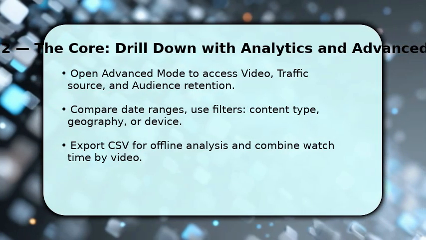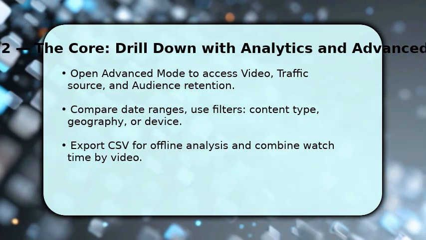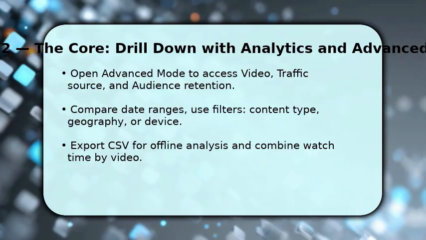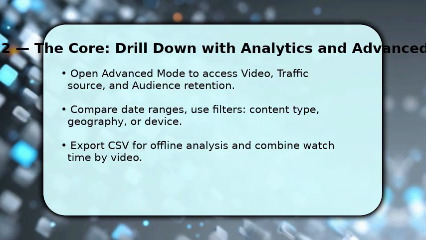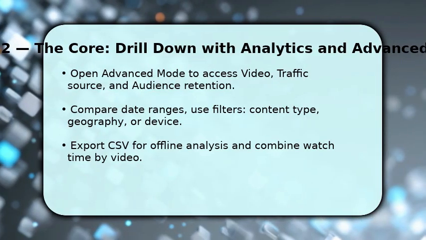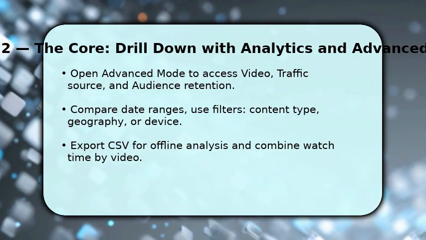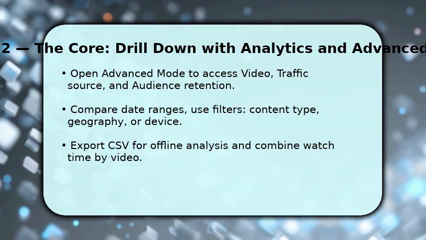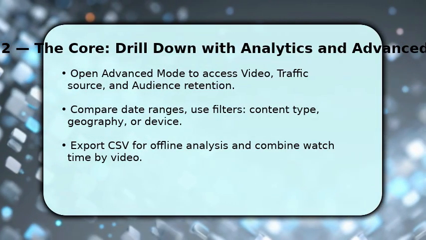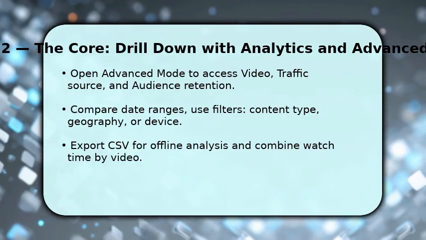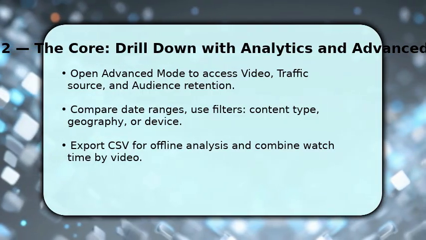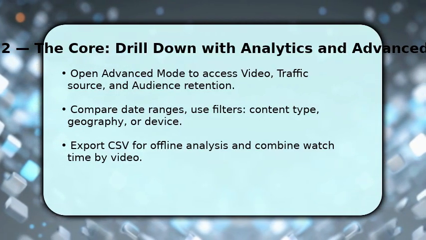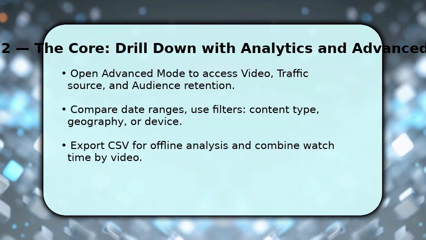Once done with Overview, switch to Advanced Mode to break watch time down by video, traffic source, and audience retention. This is where the how and why become actionable. Use Comparison View to see growth versus previous periods and apply filters for geography or device to find patterns. Export a CSV when you need more than the UI offers, because offline sorting and aggregation let you rank videos by total watch time. Make notes on which thumbnails, durations, and sources drive the highest watch time.